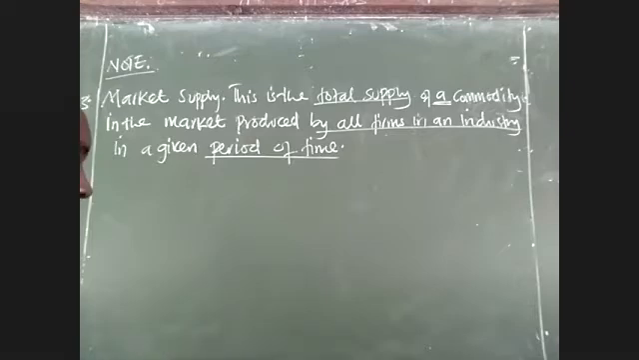Just like we had the market demand. Market demand, that's total demand for a commodity by all consumers of the commodity in the market in a given period of time. So under market supply, we're talking about the supply of the commodity, but now by all the farms that produce that commodity in the market at a given period of time.